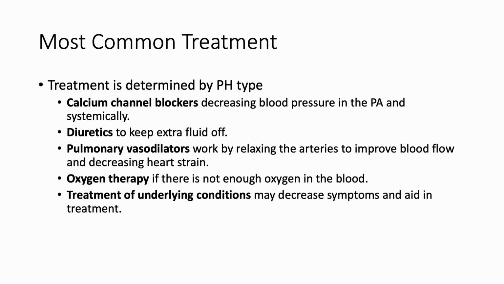Most patients with pulmonary hypertension end up requiring oxygen therapy. Typically, they're not able to oxygenate well enough on their own, so they'll have supplemental oxygen. And then, as I had mentioned before, treating the underlying conditions will aid in symptom management and decrease the progression of the pulmonary hypertension as well.